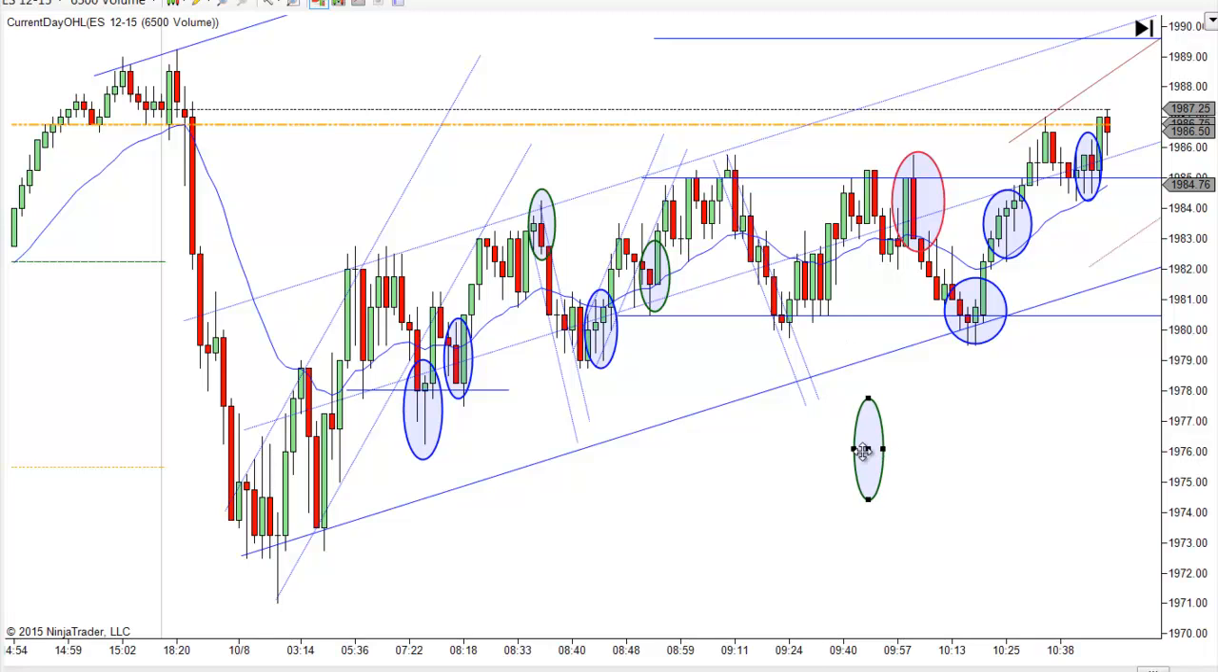So again, that one's a little aggressive, but what I was looking at is, notice that it tests it once, pulls up, comes back and tests it twice, and then it takes off. So it's like the double test rule there as well. And then it takes off.